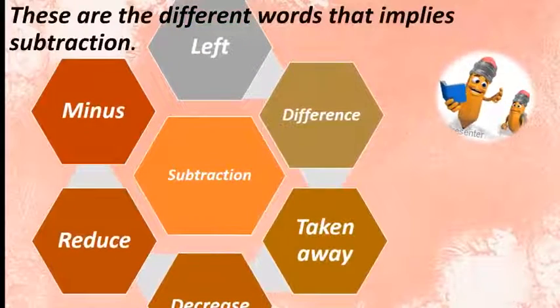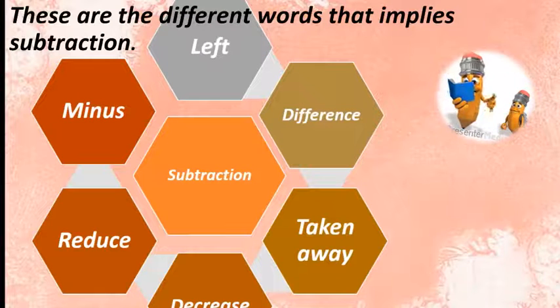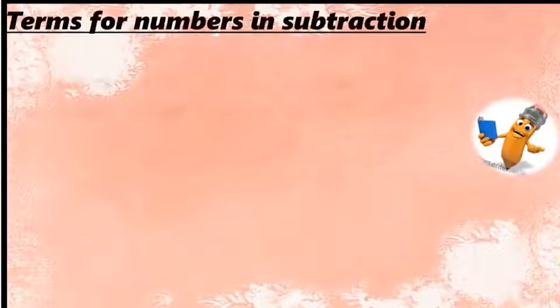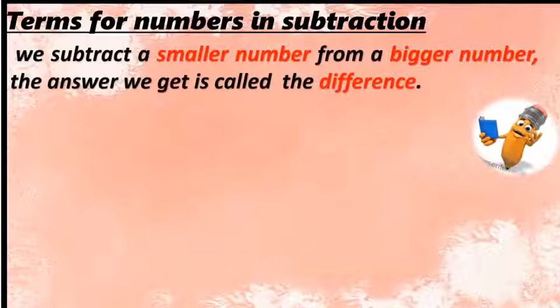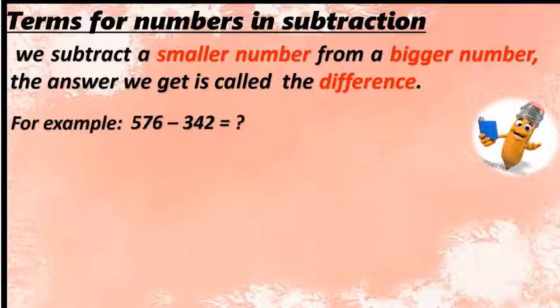Children, these are the words we use while doing subtraction. They are left, minus, reduce, decrease, taken away, and difference. Let us discuss the terms used for the numbers in subtraction. When we subtract a smaller number from a bigger number, the answer we get is called the difference. For example, we subtract 342 from 576.